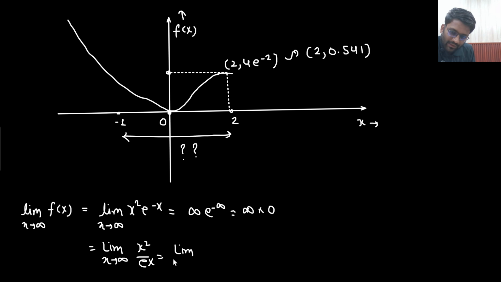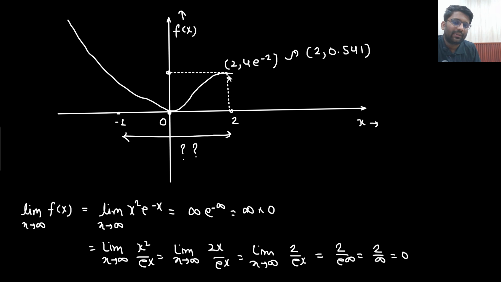Then what I would do is differentiate 2x e to the power x, which is of infinite by infinite form. Then again I will differentiate, sir. I will get 2 e to the power x, and then I will directly put the limit: 2 divided by infinity. So the value is coming out to be 0. That means at infinity the value will actually be 0. So this is how the graph will look.